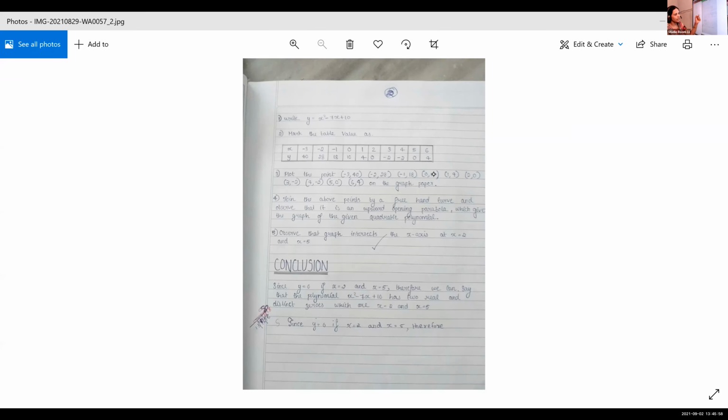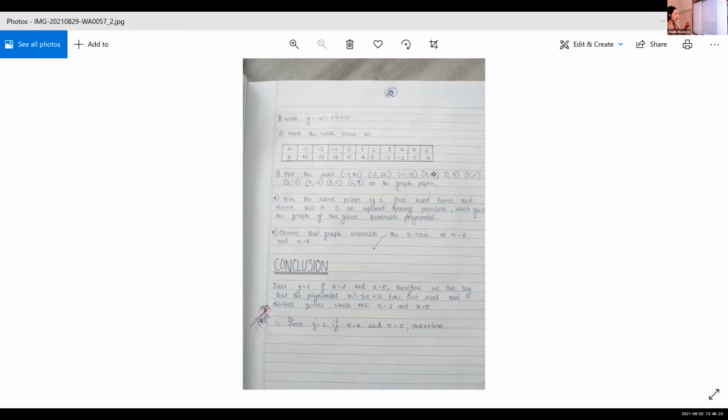By assigning some values for x, you find the corresponding value of y. So each one you are taking as a point. Which are the points you have here? -3, 40; -2, 28; -1, 18; 0, 10; 1, 4; 2, 0; 3, -2 are the points. Plot the points on the graph paper.